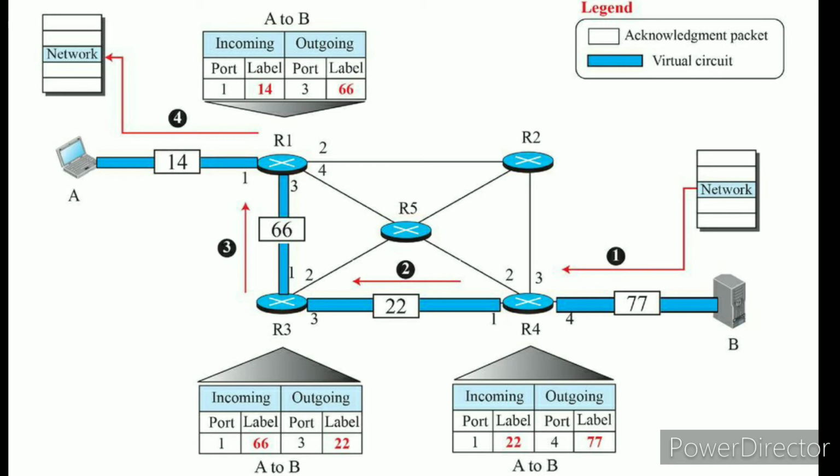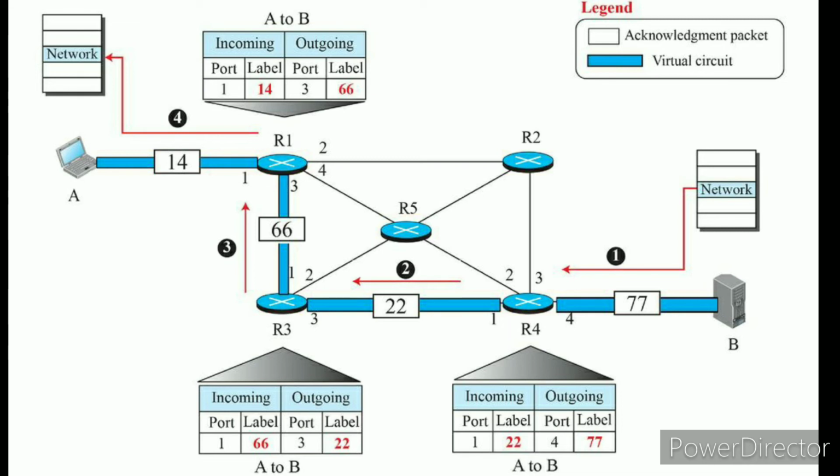Now what happens, the destination B assigns a number, 77, for the outgoing label. So here 77 will be filled. Whenever it wants to send an acknowledgement packet, this packet contains only the source and destination addresses, meaning SA and DA. This will fill the particular entry over here in the router R4. Then this packet is received by the router R4.